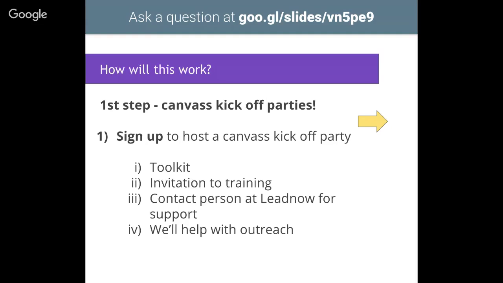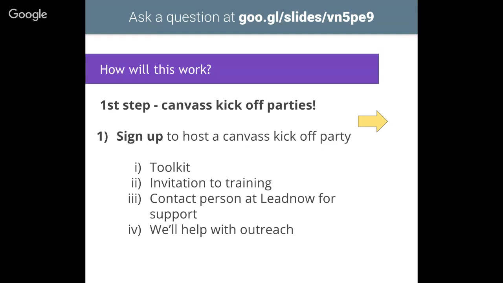And so once you fill out all this information on the side, it will become an event on our website. So you'll receive a little window that will pop up after you enter your information, and it'll be a link to your event. And so that way we can post it and your neighbors can see it. Anyone who's a Leadnow supporter who's looking for a Canvas event in their neighborhood can come to our website and then RSVP for your event.